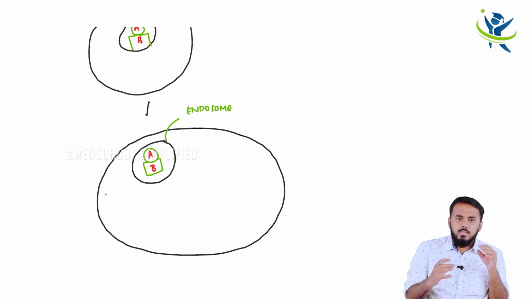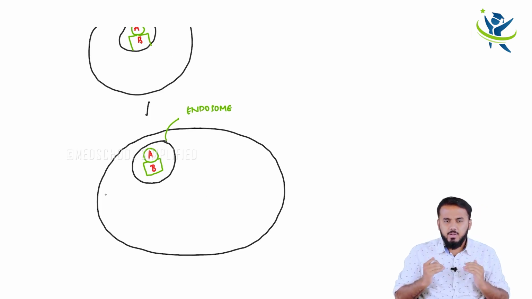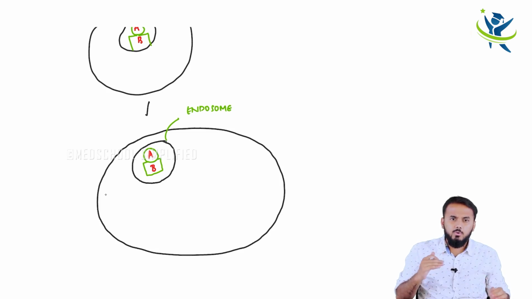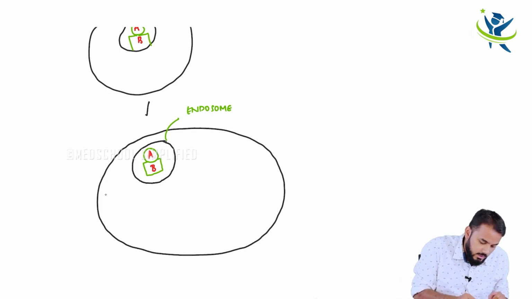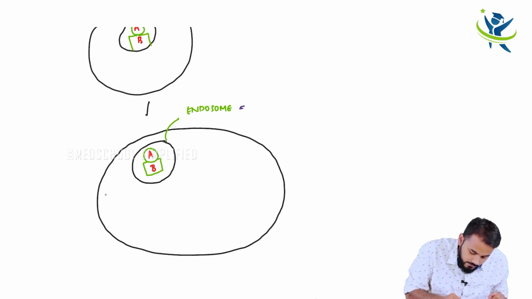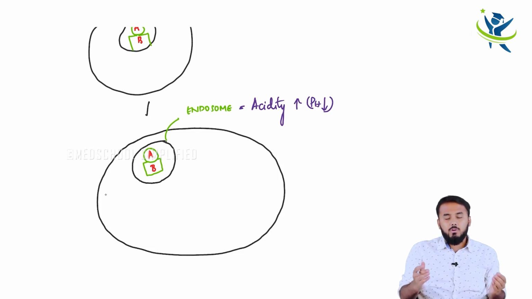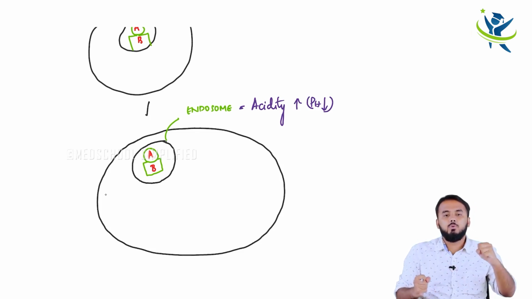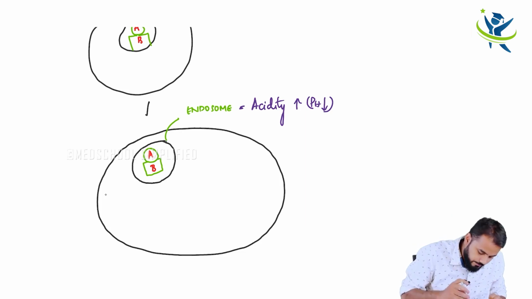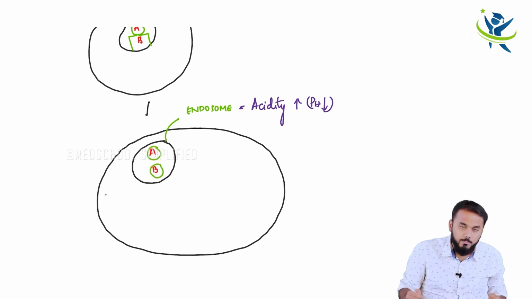So finally what is happening? Within this vesicle, the pH is drastically falling. When the pH is falling, can I say that the acidic environment within the vesicle is increasing? Yes. The acidity is increasing, which means the pH is decreasing. So what is happening as a result? The A subunit and B subunit, both of them, will separate. As a result, they are getting separated now.